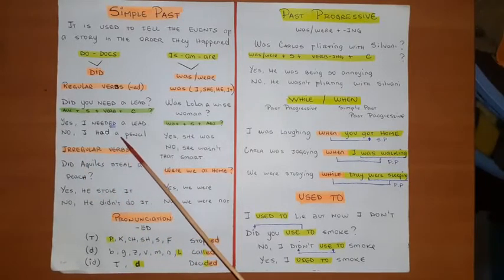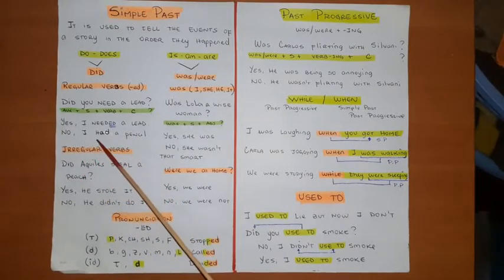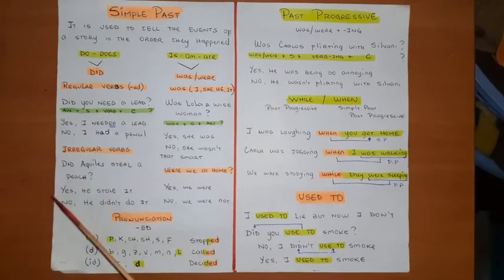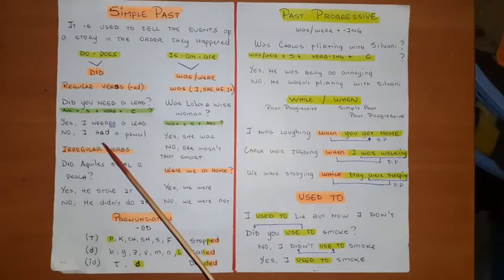Obviously, in this case, I can say, no, I didn't need a lead. But if you use didn't, you're gonna use need as the infinitive, okay? Si utilizan el didn't, que es la contracción de did not, tienen que utilizar el need, okay, en infinitivo. No pueden colocar didn't y colocar needed, okay, en pasado, porque no pueden haber dos pasados en una misma oración.